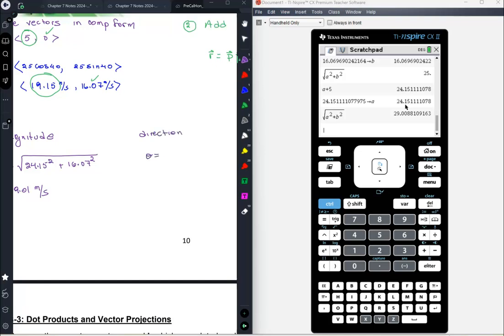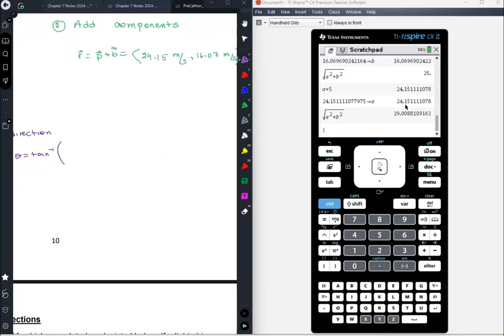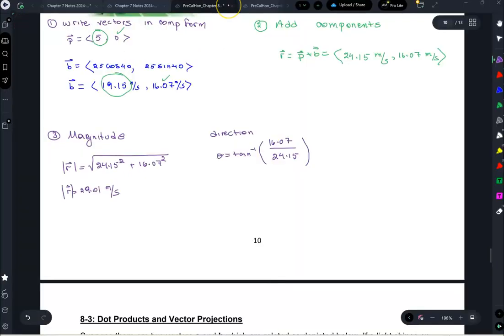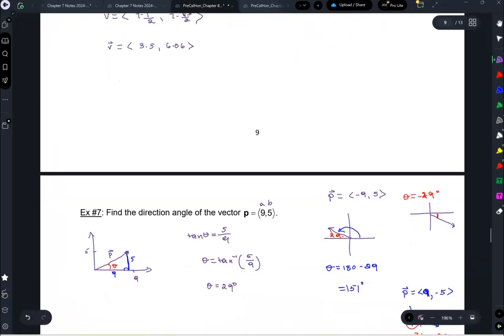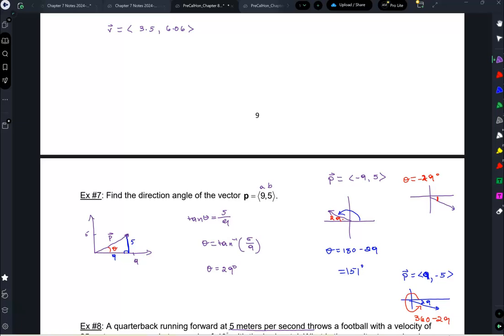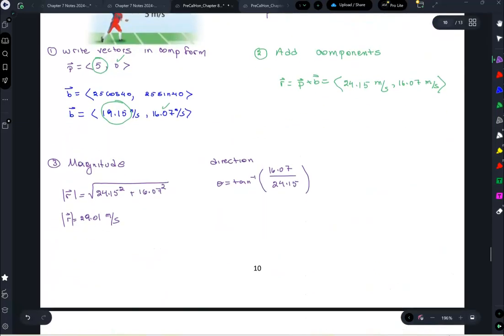Okay, now the direction is going to be theta is equal to inverse tangent of, in this green, 16.07 over 24.15. Why? This is the vector in green. You want to find the direction of that. Remember, just like how we did it here, you just do y over x. So in the calculator, though, it's going to be inverse tangent of A over B.